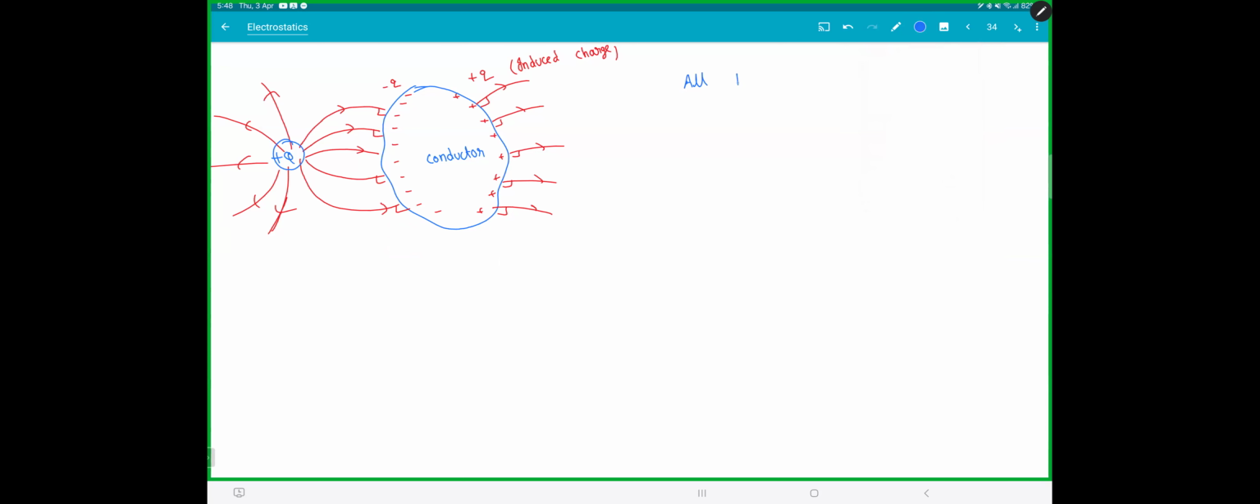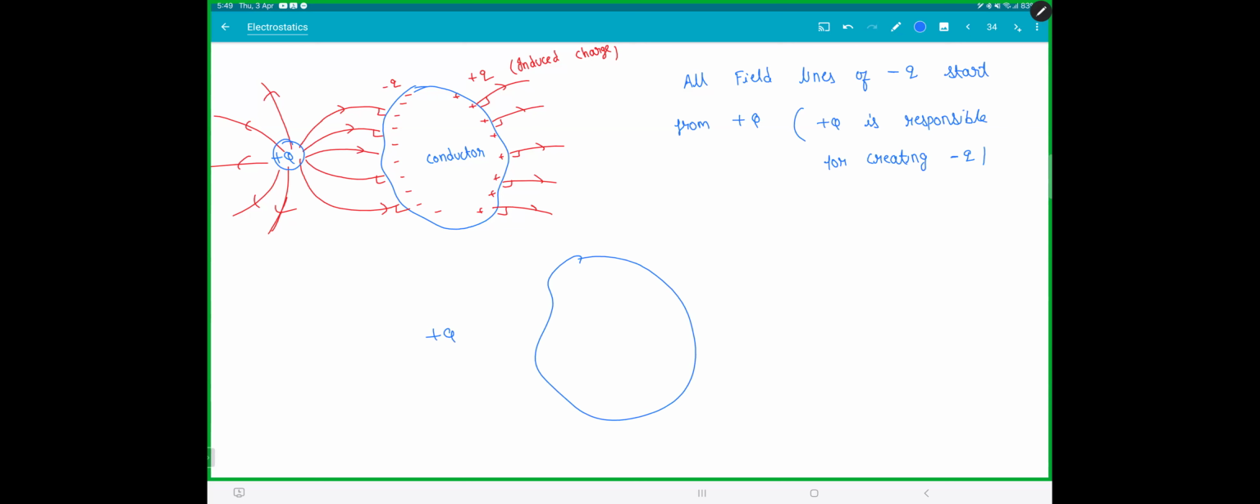So look at this thing. All field lines of minus q start from plus q, right? Because the plus q is responsible for creating minus q. What do I mean by responsible? Think about it. First of all, why did the charge even move in the first place? This thing started attracting the electrons. So these field lines, when they're passing through the conductor, these electrons got attracted towards these lines and they came and got stuck on the surface, isn't it?